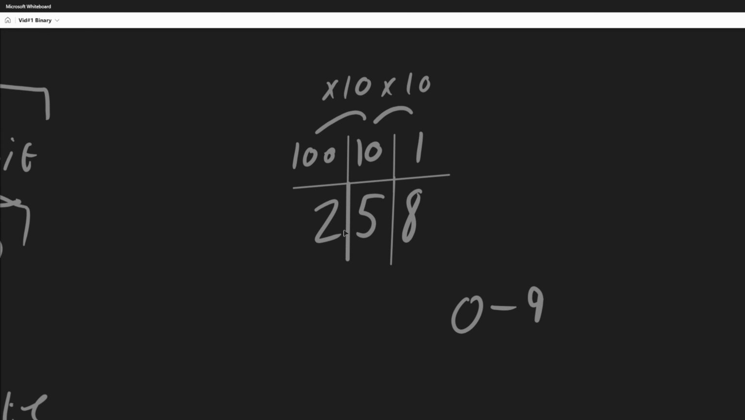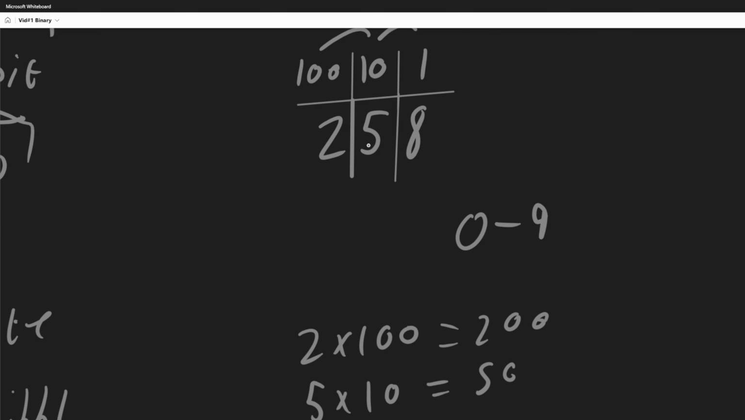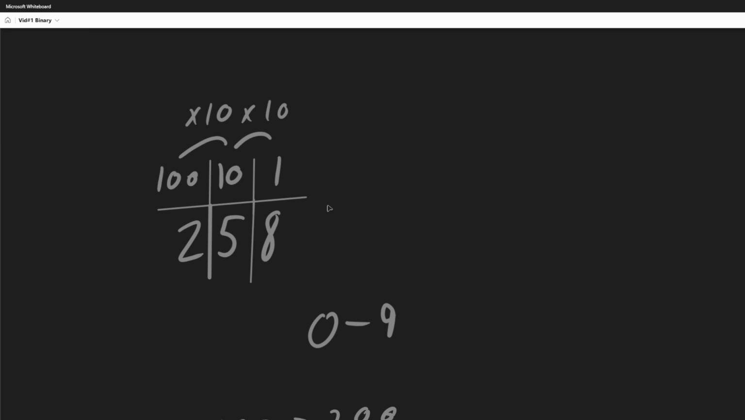So if we didn't understand denary as simply as we do, and wanted to work out how much this was, we could just see that there are 2 100s, 5 10s, and 8 1s. So that's 200, this is 50, and that is 8. If we add all these up together, we get 258. Now with binary it's fairly similar, it's not too hard to grasp.